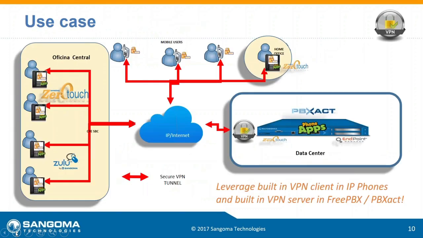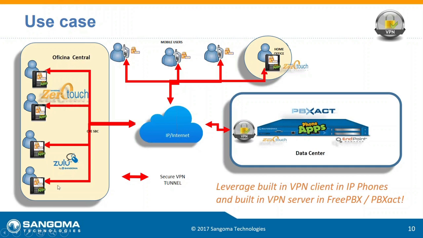So the use case is going to be something like this, very similar in terms of the layout to what we had in the previous session. But now instead of having two devices on the corporate side or in the data center, we have only one device, which in this demo case is going to be PBXact, but it could be FreePBX or PBXact, which has the built-in VPN server.